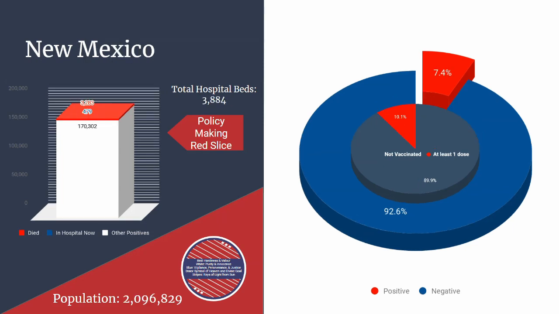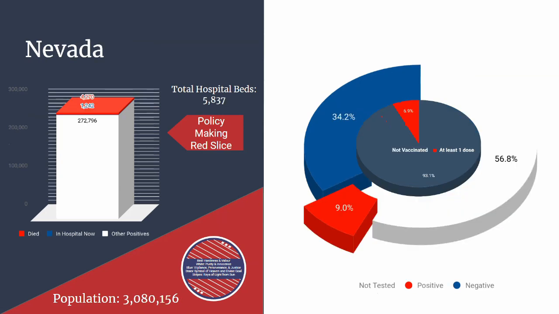New Mexico tested near their entire population. They vaccinated 10.1%. Their negative tests are at 92.6%, positive tests are 7.4%, 3,200 people died, 479 hospitalized, and over 3,800 beds. Nevada vaccinated 6.9% of the population. Their negative tests were 34.2%. Their positive tests are at 9%. 4,200 people have died, 1,200 people are hospitalized, and they have 58,000 hospital beds.